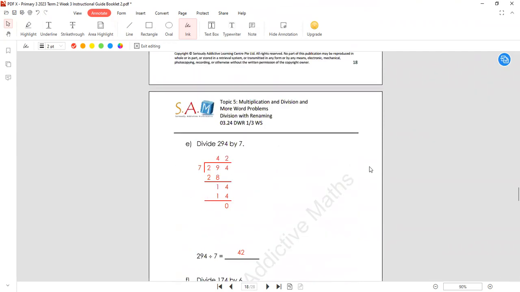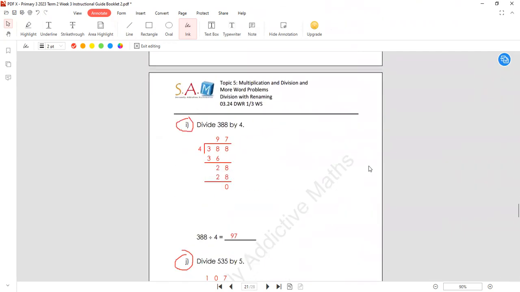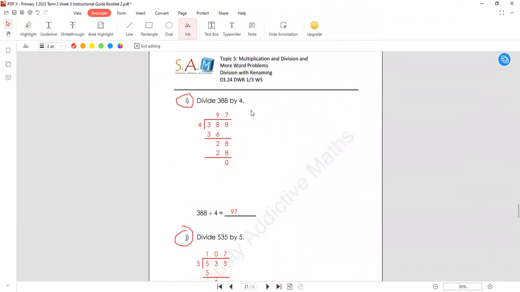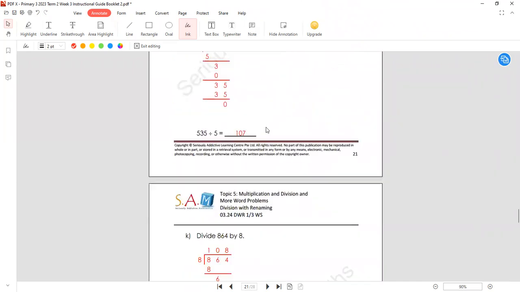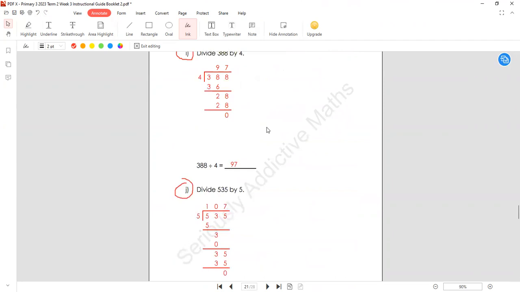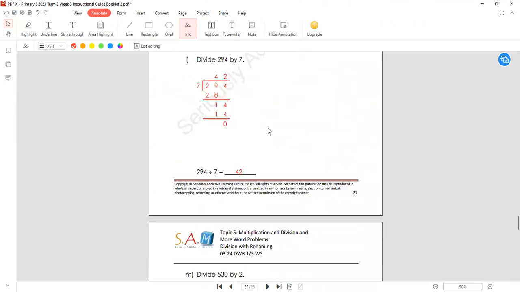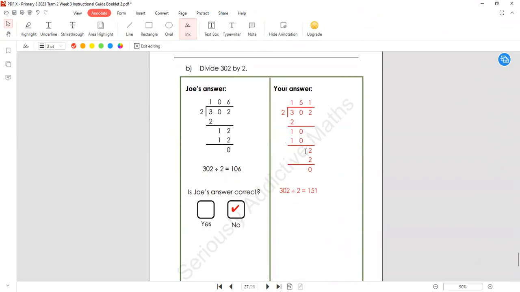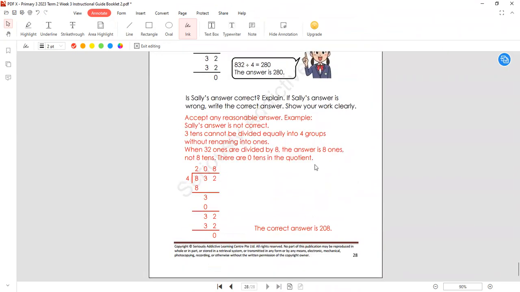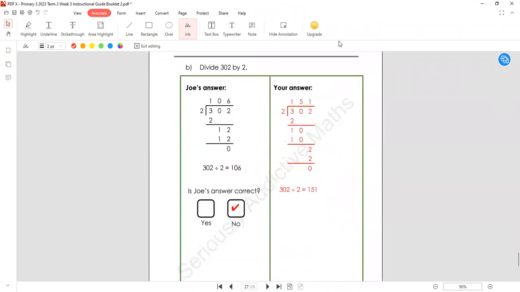Let's see what else. I think I have some more questions. So this one will require them to do completely on their own. Page 21. And I think that's about it. That's it for the 2 books.